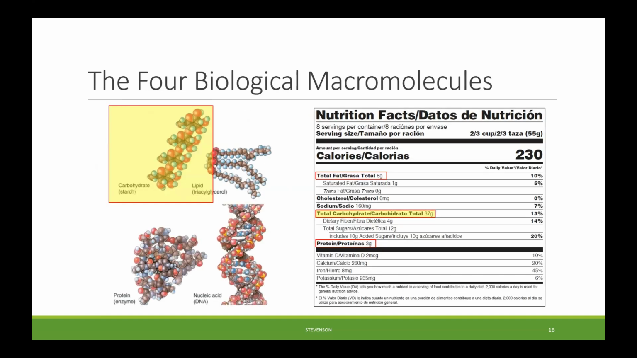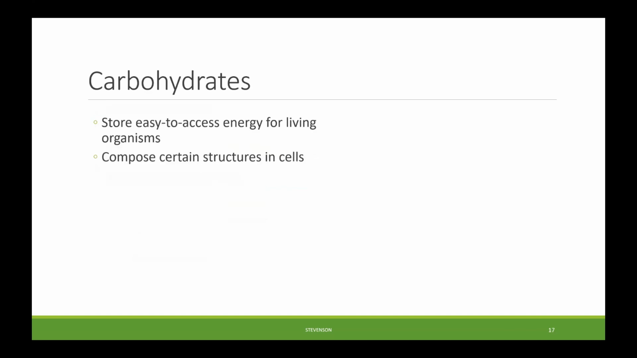Okay, that being said, let's get into now what is in your food, the 4 biological macromolecules. So the first molecule that we're going to look at is carbohydrates. There are many different types of carbohydrates found in nature. Some of them supply energy that is easy to access for living cells. Others play a structural role and physically make up certain parts of the cell.